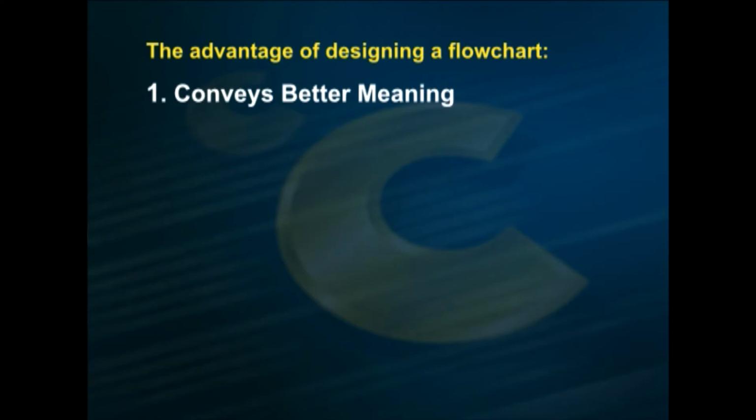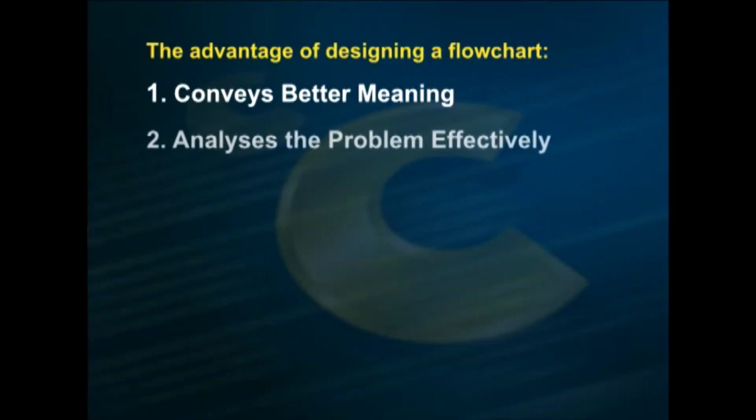The advantages of designing a flowchart are: the first one, it conveys better meaning. Since a flowchart is a pictorial representation of a program, it is easier for a programmer to understand and explain the logic of the program to some other programmer. The second one is that it analyzes the problem effectively. A macro flowchart that charts the main line of logic of a software system becomes a model that can be broken down into detailed parts for study and further analysis of the system.